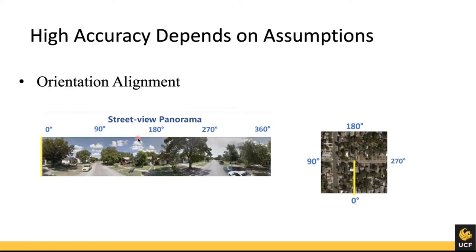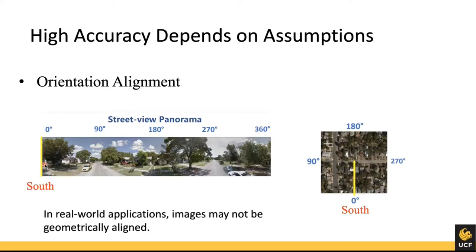Take this as an example. This is the street view panorama image, and this is the reference satellite image. The orientation has been aligned. That means if you look at the yellow bar in the street view and also here in the satellite view, they all have the same alignment information. This indicates the south, and the very left beginning indicates this is the south.